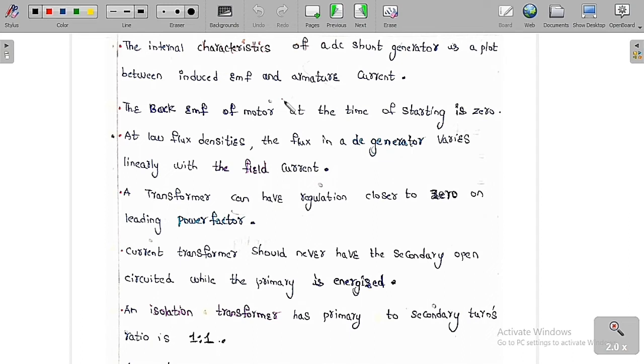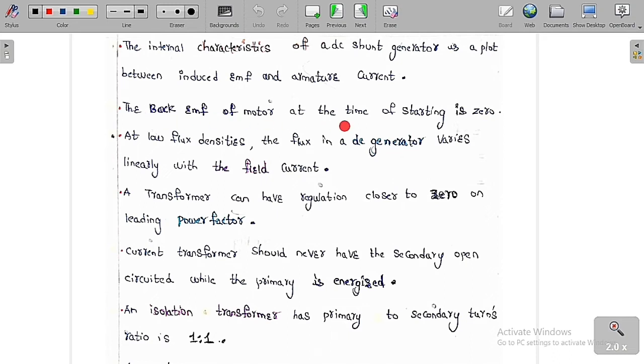OCC means open circuit characteristics. It is a graph between the EMF induced in the generator at no-load condition and the field current. Whereas the internal characteristic is a plot between the induced EMF and the armature current, and the external characteristic is the graph between the terminal voltage and the terminal current.